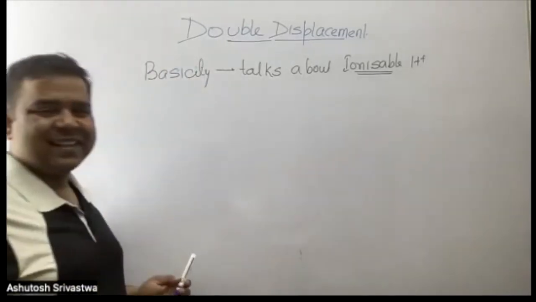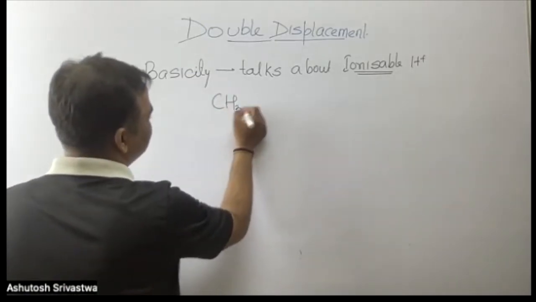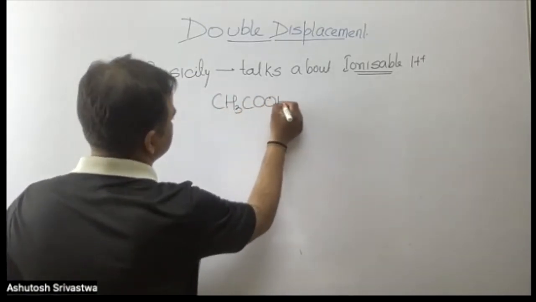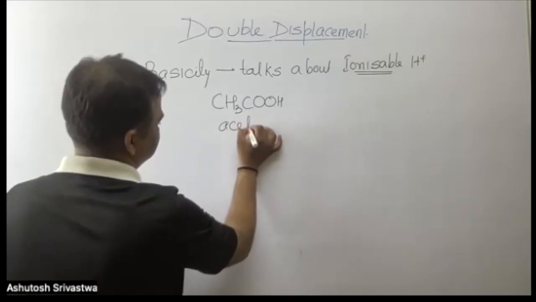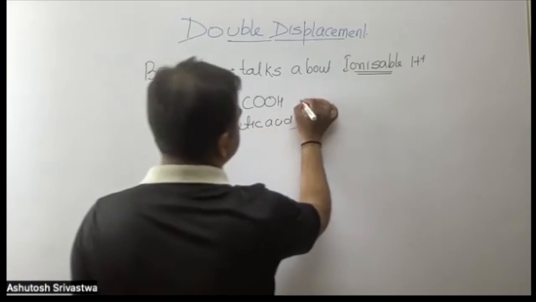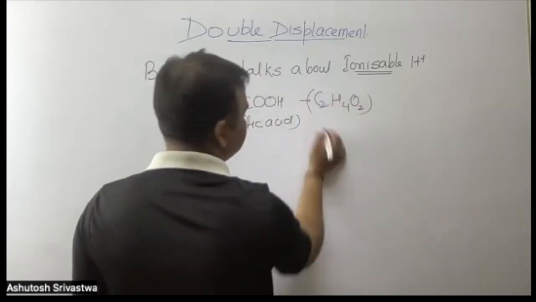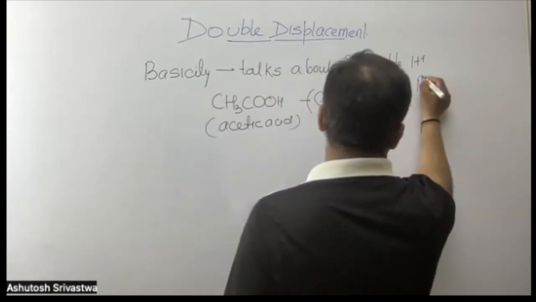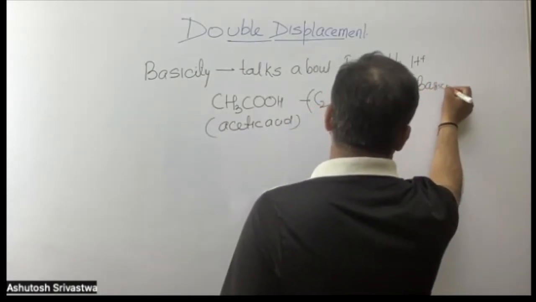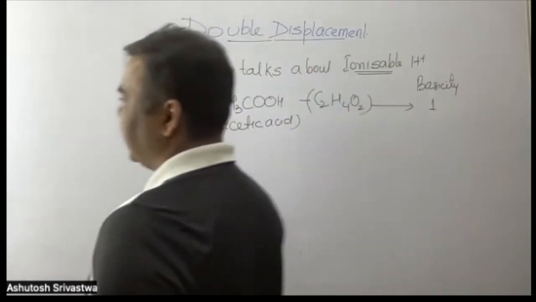Another case, let us take acetic acid, CH3COOH. It is called acetic acid. It can also be written as C2H4O2. It contains 4 H, but basicity is just 1. Only one H plus can be ionized.